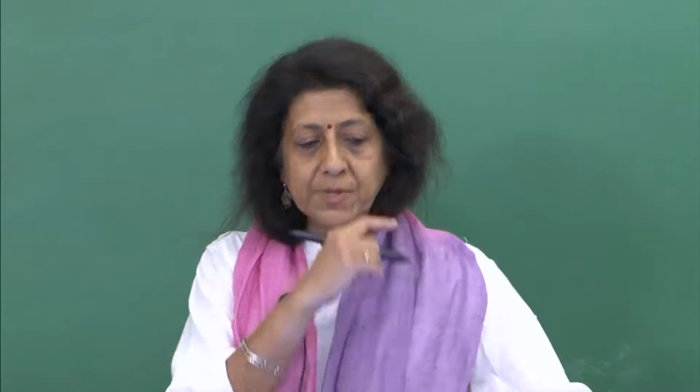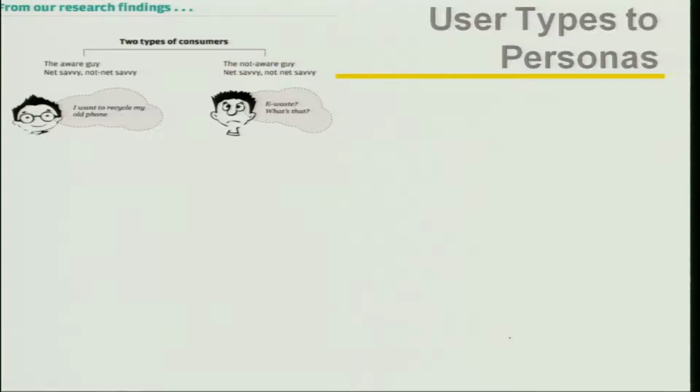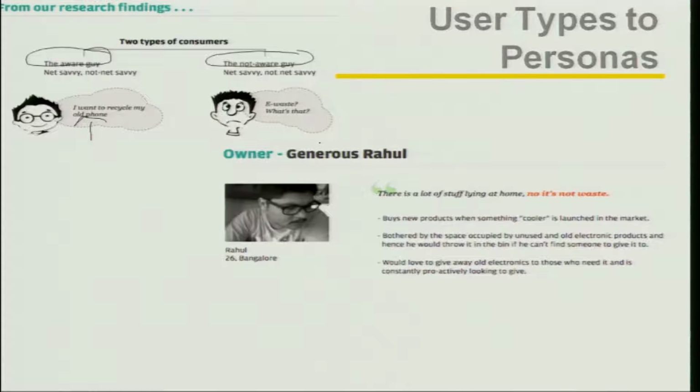Okay, so from the research findings, I just want to show you in this slide how from the research findings we derived personas, right? So there are two types of consumers from the research findings. We find the aware guy who's aware about e-waste, and the not aware guy. Now what is the aware guy saying? He's saying, I want to recycle my old phone. All right? The not aware guy is saying, e-waste, what's that? Okay, so these are the two, and from this we have derived two personas.